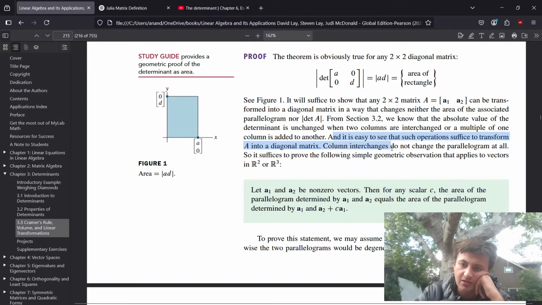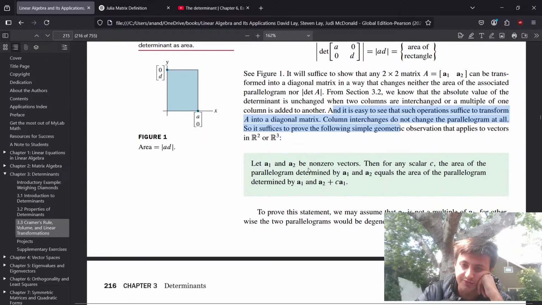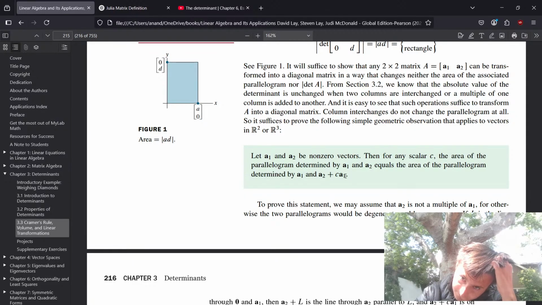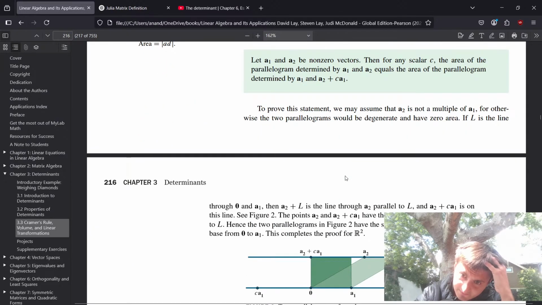Yeah, that's true. Column interchanges do not change the parallelogram at all. So it suffices to prove the following simple geometric observation that applies to R2 and R3. Let A1 and A2 be non-zero vectors. Then for any scalar C, the area of the parallelogram determined by A1 and A2 equals the area of the parallelogram. Wait, what? What does that even mean?